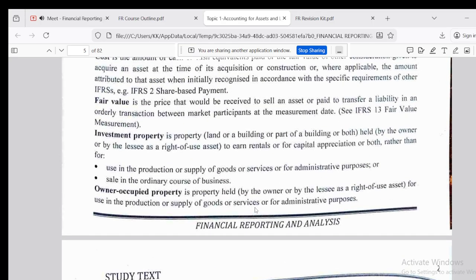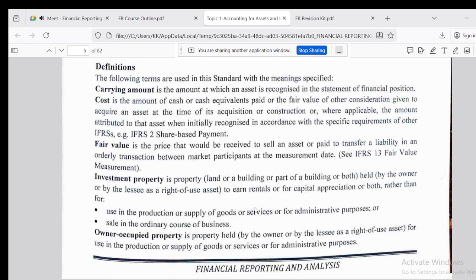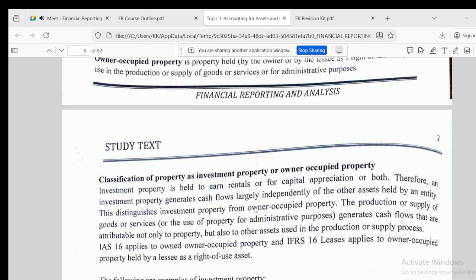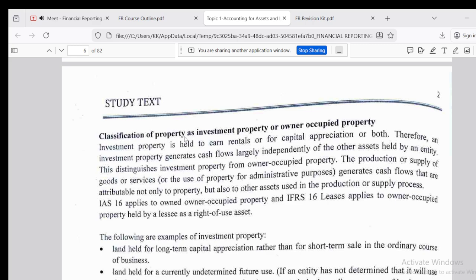Have you understood that part? Yes, I've understood it well. So let's go to classification of property as investment property or owner occupied.